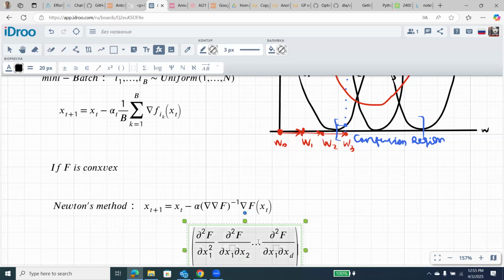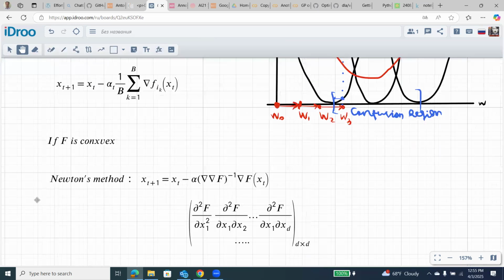So this matrix will be d by d. And then we should find the inverse matrix. So for a quadratic function, for a parabola, this method will converge in one step, in one iteration. Because a quadratic function has only two terms in Taylor expansion.